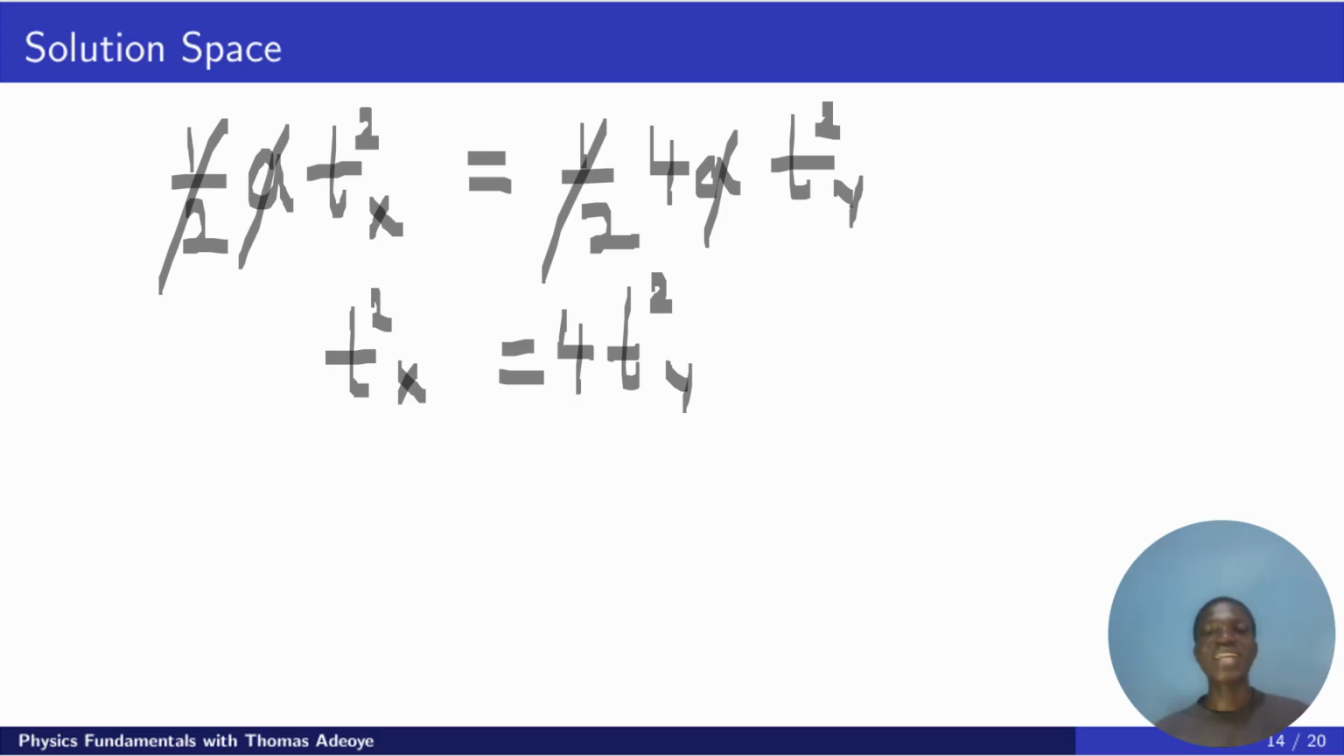But we have to find the ratio of what? The ratio of Tx to Ty. So I can divide both sides by Ty squared. We want Tx on Ty.